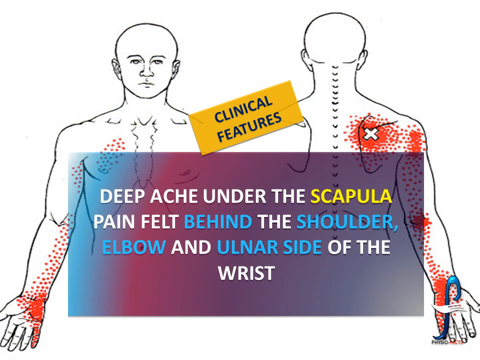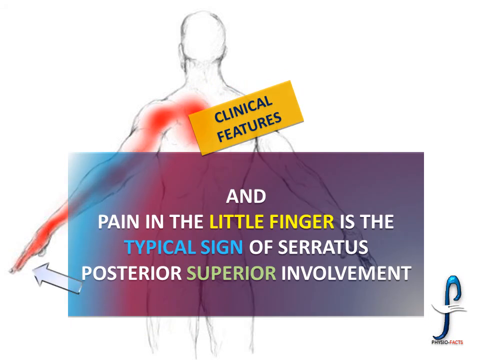Those pictures are showing the typical presentation of the involvement of serratus posterior superior muscle. Yes, when they develop trigger points, they will have pain deep under the scapula, posterior aspect of the shoulder, posterior elbow, and ulnar side of the wrist. Some patients may also complain of pain over the chest region. Along with that, the patient will have a typical sign of pain in the little finger. This is a hallmark sign of the involvement of serratus posterior superior muscle.